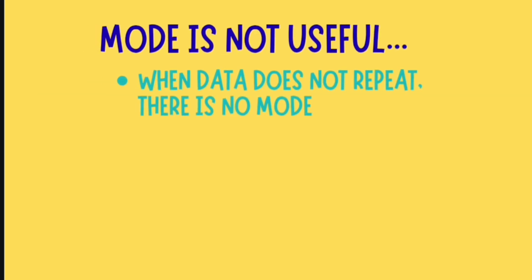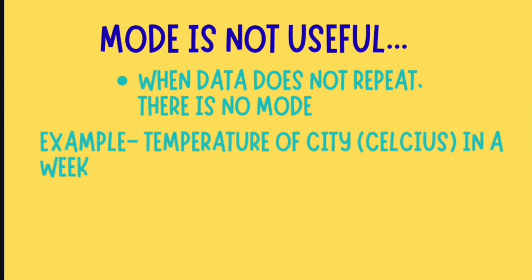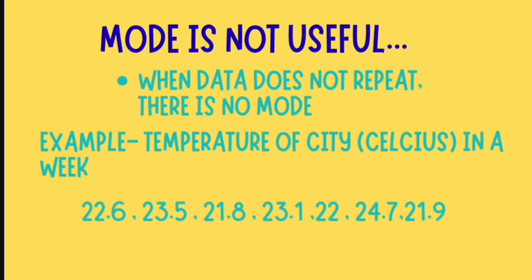Let's suppose you are collecting the temperature of your city for an entire week. Now there is a very less chance that the temperature will get repeated. There may be a slight change in the decimal value also. As you can see here, you cannot find mode because there is no data that is repeated.